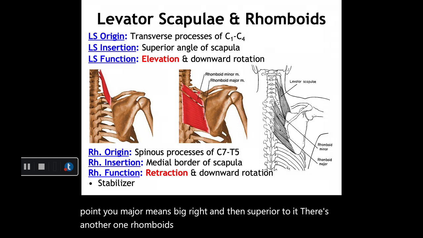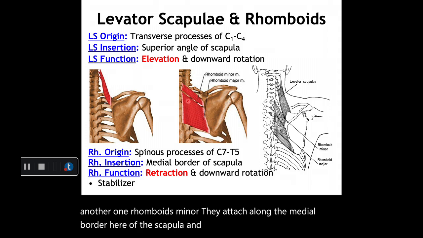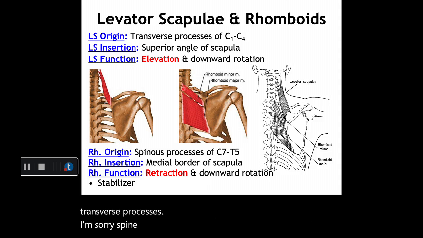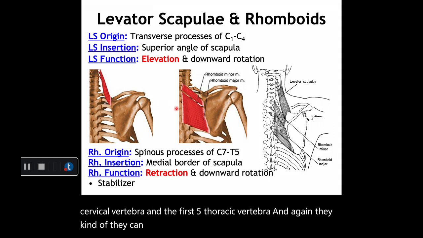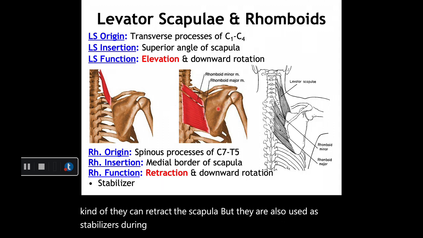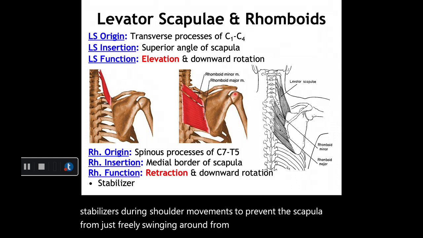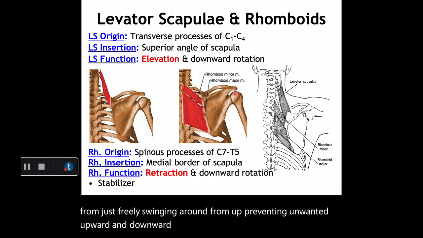They attach along the medial border here of the scapula, and they attach also to the spinous processes of your most inferior cervical vertebra and the first 5 thoracic vertebrae. Again, they can retract the scapula, but they're also used as stabilizers during shoulder movements to prevent the scapula from just freely swinging around, preventing unwanted upward and downward rotational movements of the scapula.